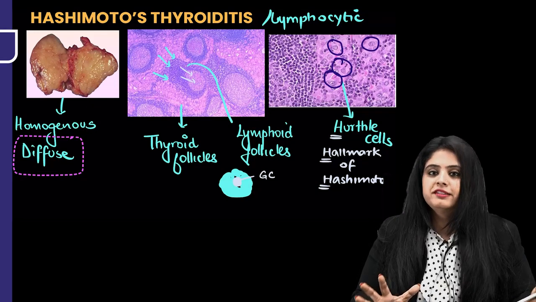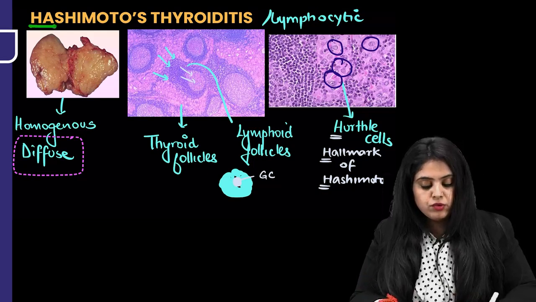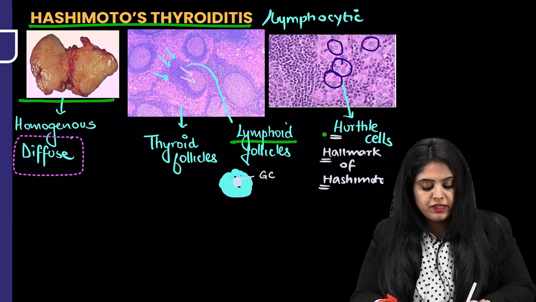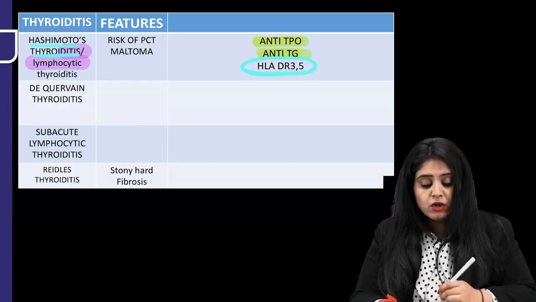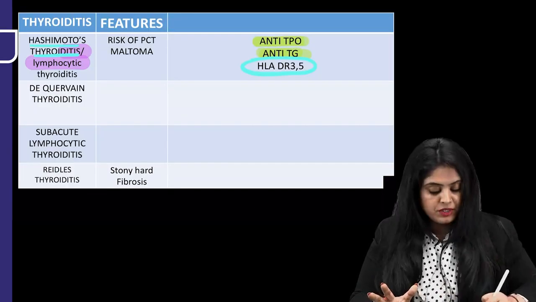These very pink cells are the Hurthle cells. So simple. Hashimoto shows you diffuse enlargement, a lot of lymphocytes and a lot of Hurthle cells. And because of this, now you will say again, split the word.